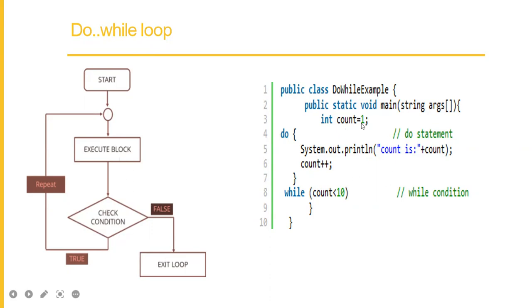Look here. In this case, count equal to 1. So here it will print 1 and it will increment the value. If this condition is true, then the block will be executed. Let's say if 1 is less than 1, the condition is false, but the count will be printed. Is it clear?